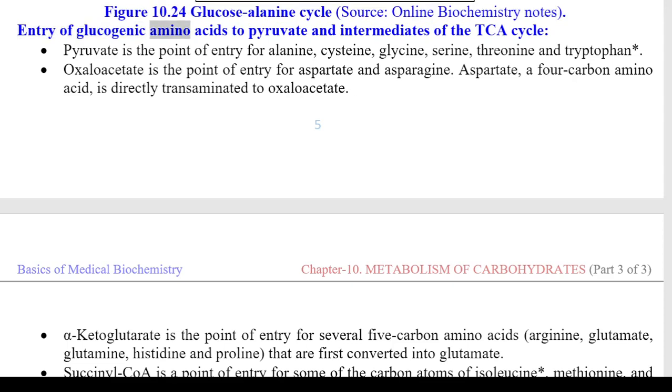Entry of glucogenic amino acids to pyruvate and intermediates of the TCA cycle. Pyruvate is the point of entry for alanine, cysteine, glycine, serine, threonine, and tryptophan. Oxaloacetate is the point of entry for aspartate and asparagine. Aspartate, a 4-carbon amino acid, is directly transaminated to oxaloacetate. Alpha-ketoglutarate is the point of entry for several 5-carbon amino acids, arginine, glutamate, glutamine, histidine, and proline, that are first converted into glutamate.